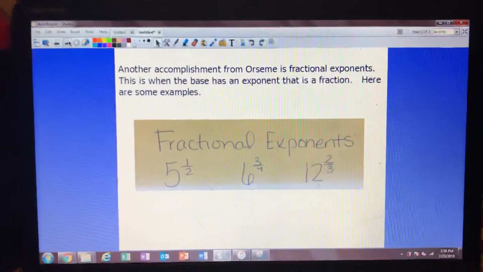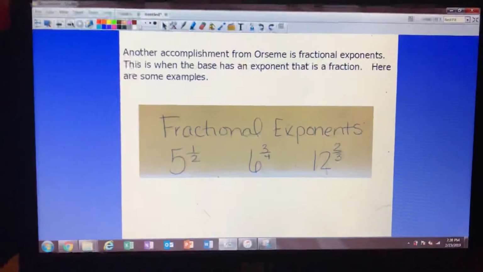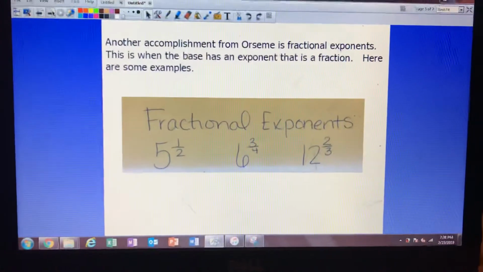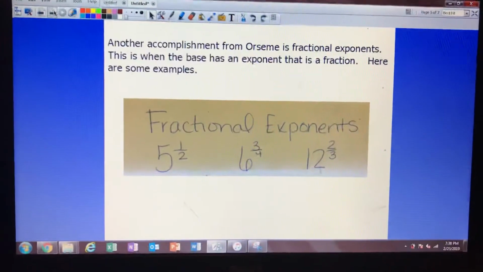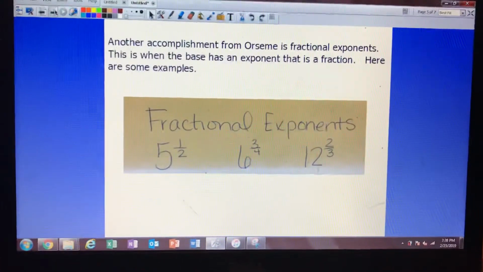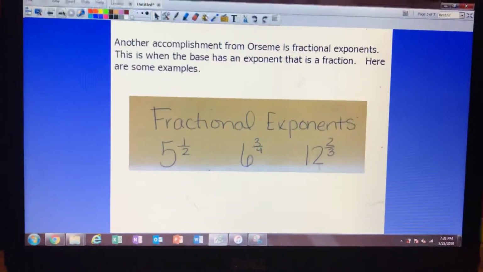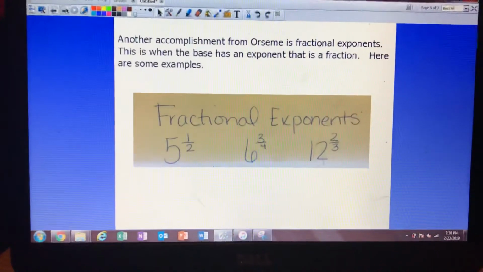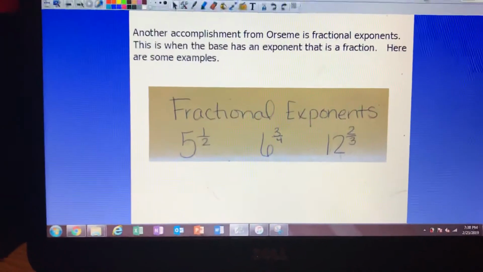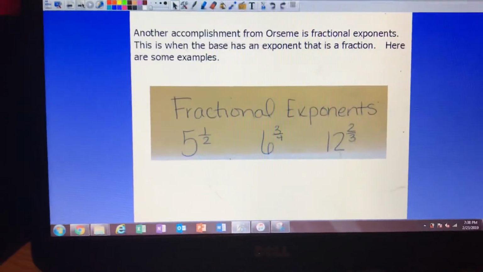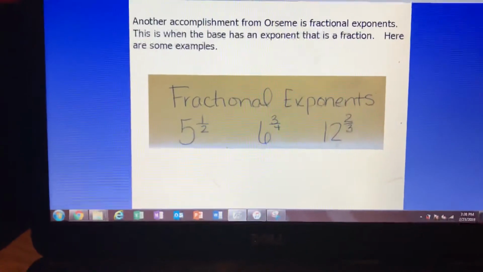Another accomplishment from Oresme is fractional exponents. This is where the base has an exponent that is a fraction. Here are some examples: 5 to the 1/2, 6 to the 3/4, 12 to the 2/3. I chose this topic because when I was in Algebra 2, I was completely lost. But now as an adult, I find it very simple to understand.